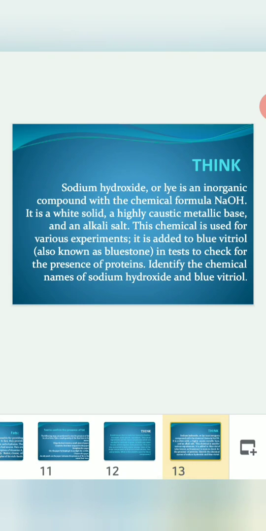Next, you need to think about over here you have sodium hydroxide is an inorganic compound with a chemical formula NaOH. It is a white solid, a highly caustic metallic base, and an alkali salt. This chemical is used for various experiments. It is added to blue vitriol, also known as blue stone, in tests to check for the presence of protein. Identify the chemical names of sodium hydroxide and blue vitriol.